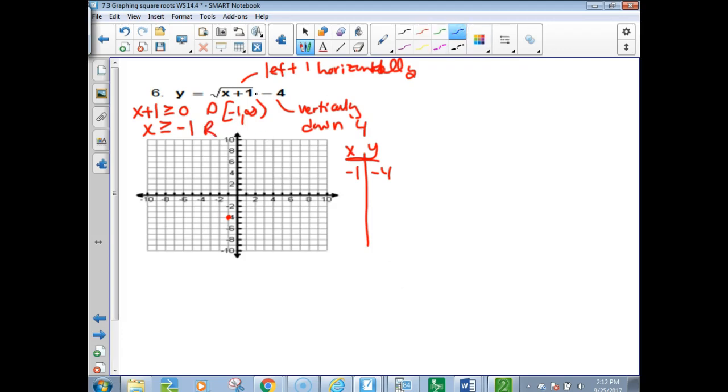I'm going to plug in some more numbers. Since I already know it goes negative 1 on up, that makes sense to plug in. If I put in 0, I would get the square root of 1, that's 1. 1 minus 4 is negative 3. So there's the next point I'm planning to plot. I think I'll put in 1, oh no, square root of 2. I think I'll go up to what makes sense. Yeah, because 3 plus 1 would be 4. Square root of 4 is 2. 2 minus 4 is negative 2.